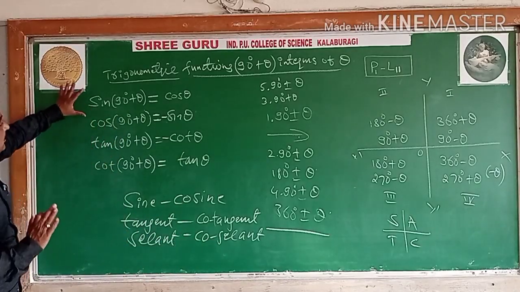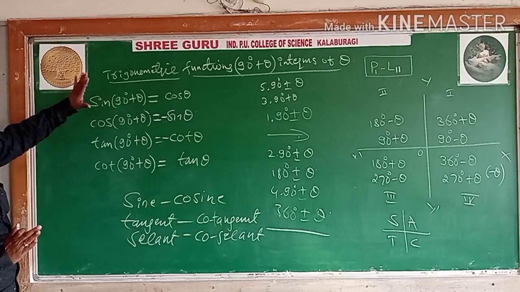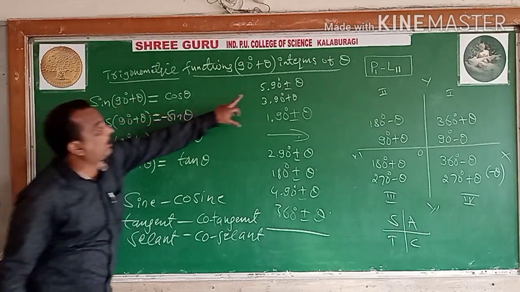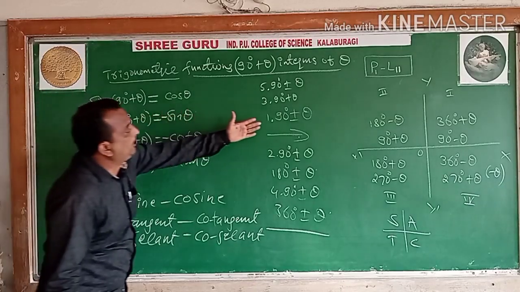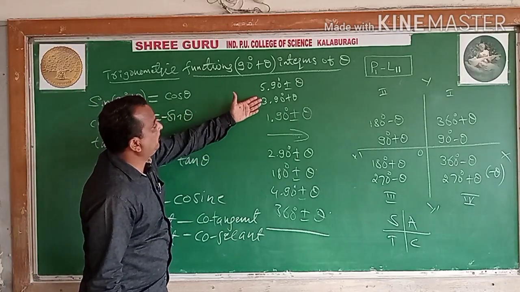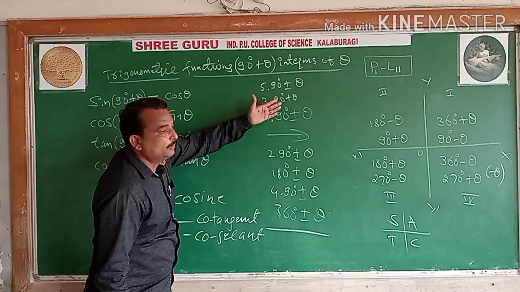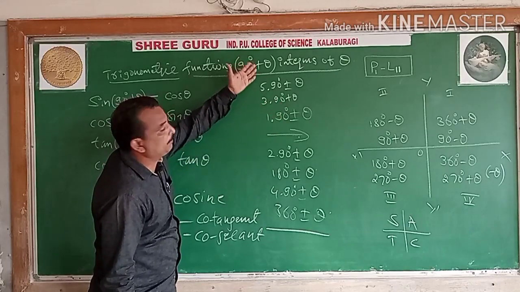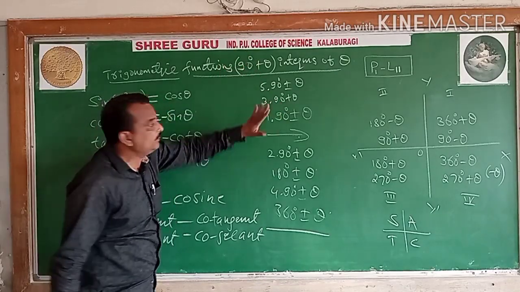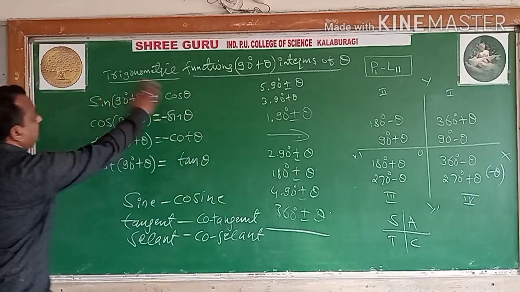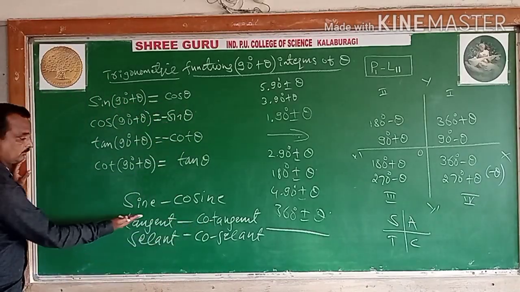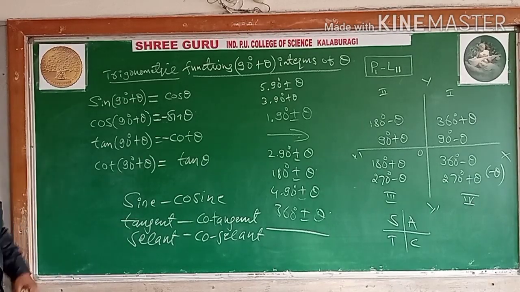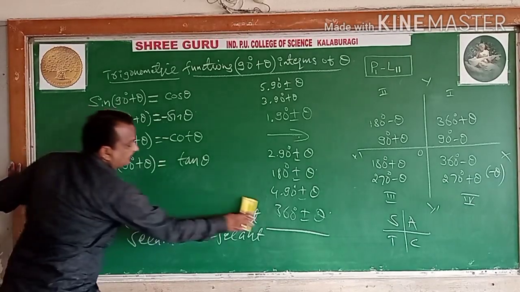What type of change happens to the functions? When the allied angles are odd multiples of pi by 2, whatever it may be, 1 pi by 2, 3 pi by 2, 5 pi by 2, 7 pi by 2, when you are converting this type of angles, the trigonometric functions change. What type of change? They are changed to their co-functions.